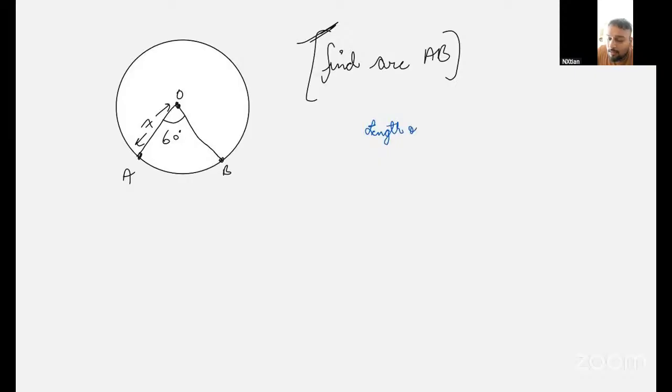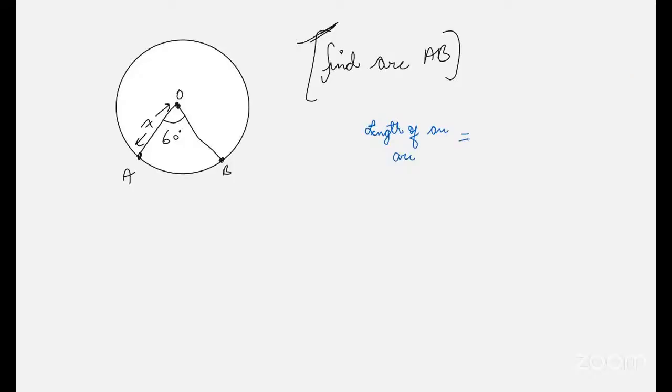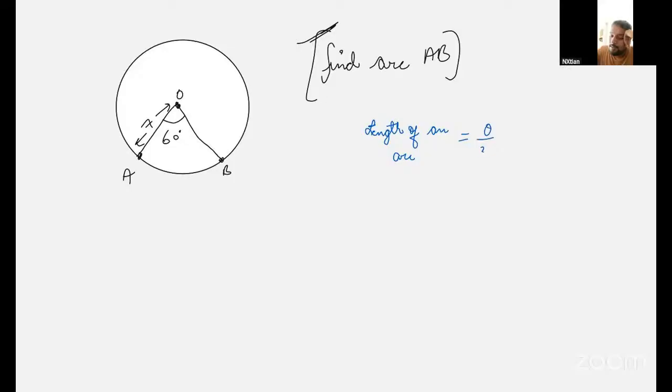See, the length of an arc. So, Miraculin, what is the formula for that? Just now we wrote the length of an arc formula: theta by 360 into 2 pi r. We will write 2 pi r. Yeah. Now, what is theta in this, Miraculin?